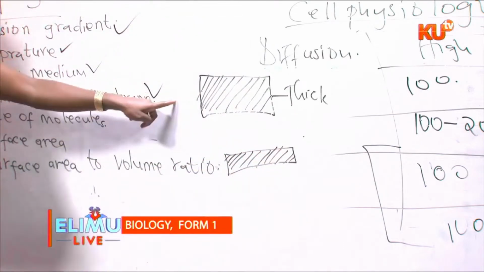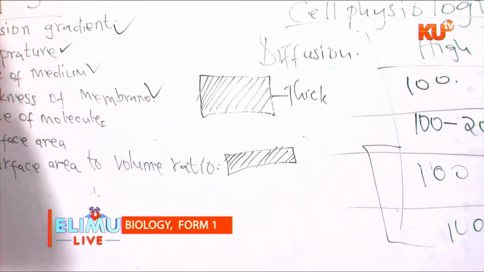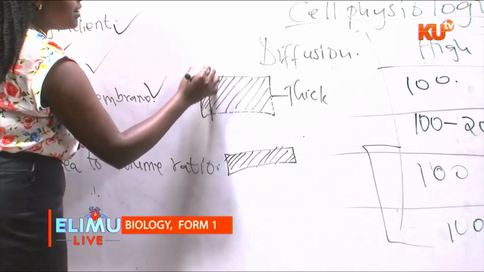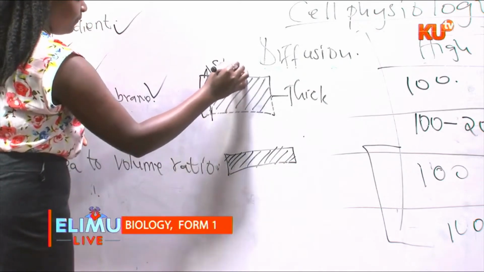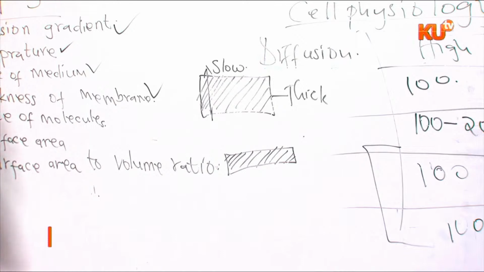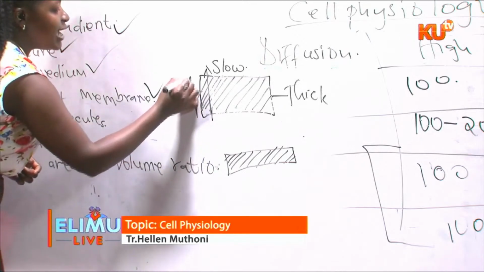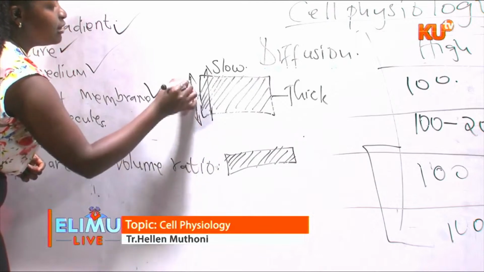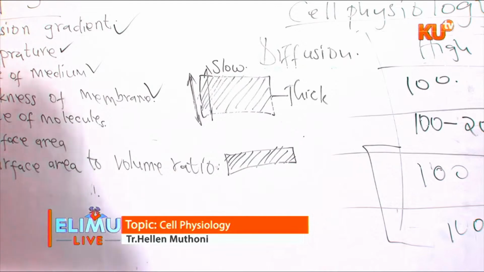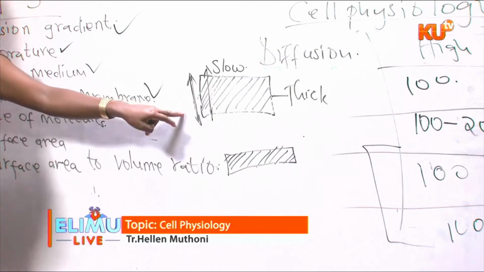In thick membranes such as this, the rate of diffusion is slow. The reason why the rate of diffusion is slow is because the diffusing molecules will travel a longer distance. This distance is long, so they will travel a longer distance to the other side to cross to their region of low concentration. So this makes the rate of diffusion slow.